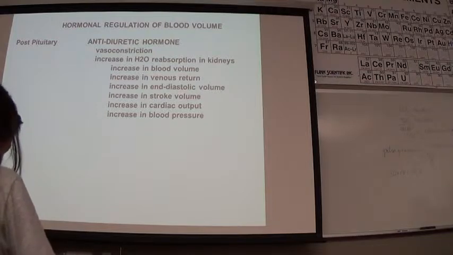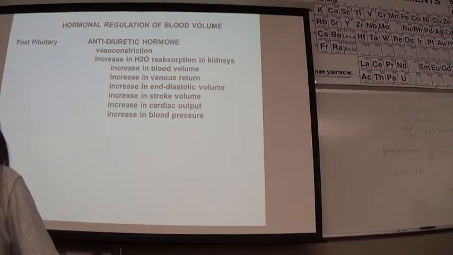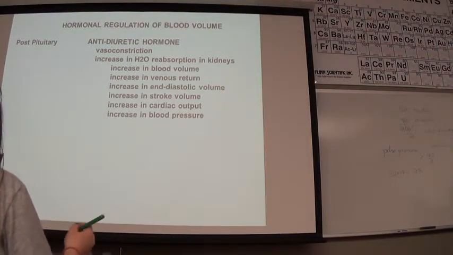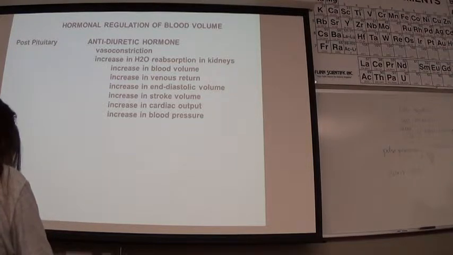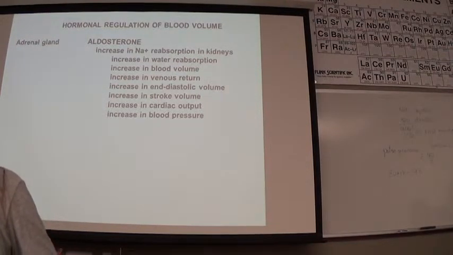So if someone is in congestive heart failure, would you want them to have high levels of ADH or low levels of ADH? Low, because we're giving them diuretics. We want to decrease their blood volume so there's less end-diastolic volume and less work for the heart. Okay. Aldosterone.